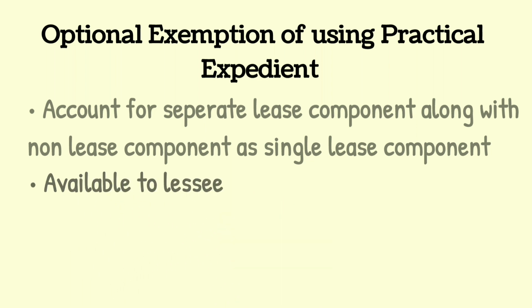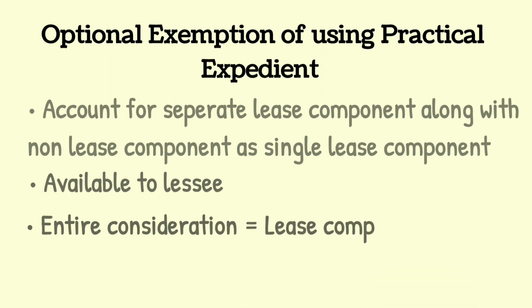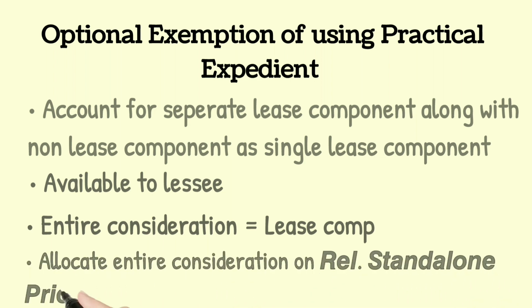So where the lessee makes use of this practical expedient, the entire consideration will be considered as a single lease component and will be accounted for accordingly. But if the lessee does not want to make use of the practical expedient, then he will have to allocate the consideration to each of these components on the basis of relative standalone price. There is an illustration given in the ICAI material where you can understand the concept more clearly.